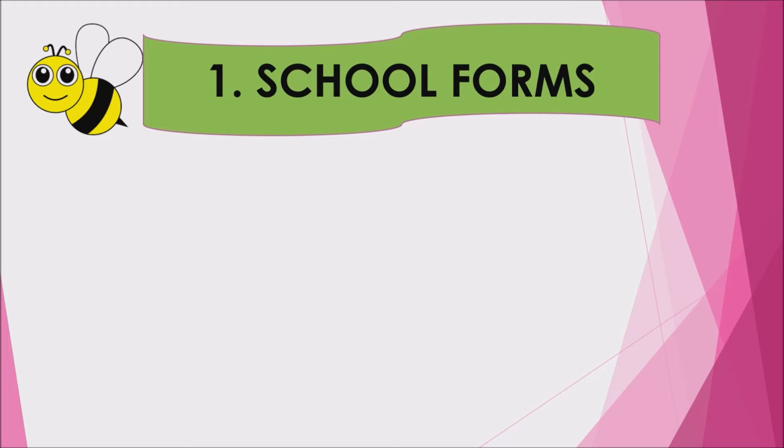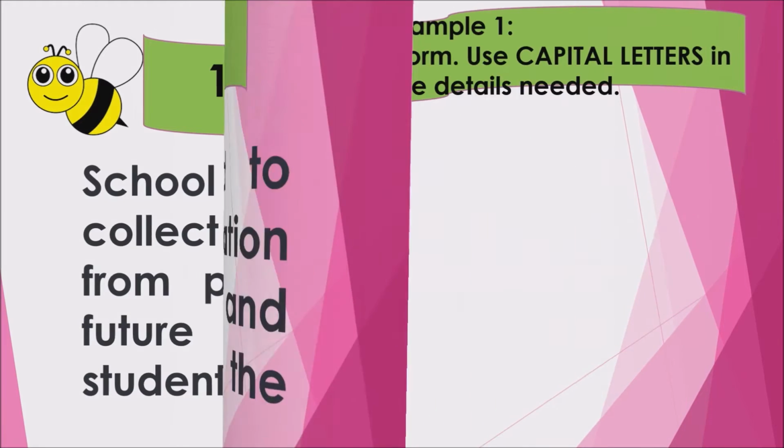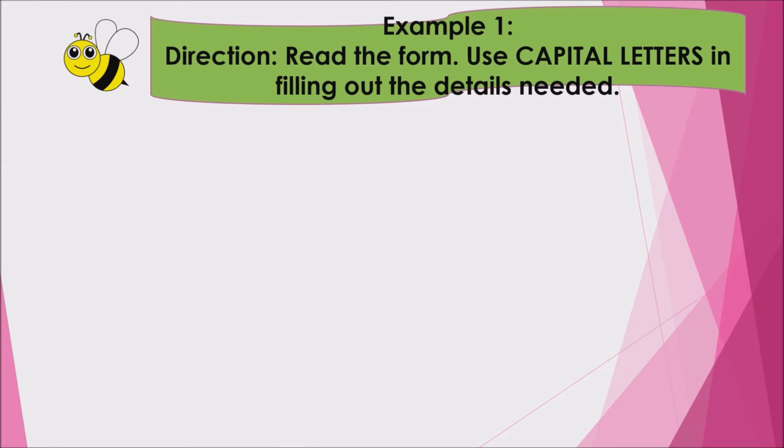Now let us have the different types of forms. Number 1, we have the school forms. School forms are used to collect and update information from parents of current and future students and the students themselves. Let us have an example.